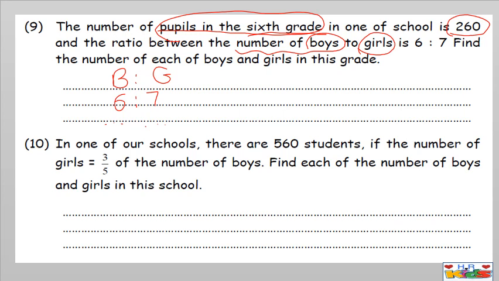write here outside a sum. Sum or total; we can write sum or total. Sum or total means that this is the total number of all boys and girls. Then what, Mister? He says we take the 6 and the 7 and first add them, so that we have the addition in the ratio between them. So 6 plus 7 equals 13.